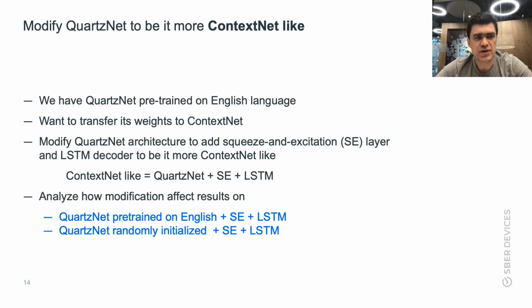Okay, we have QuartzNet pre-trained on English language, and we want to transfer its weights to ContextNet. We modify QuartzNet architecture to add squeeze and excitation layer and LSTM decoder to make it more like ContextNet. To analyze how modification affects results, we compare QuartzNet pre-trained on English with SE and LSTM layers and QuartzNet randomly initialized with, again, SE and LSTM.